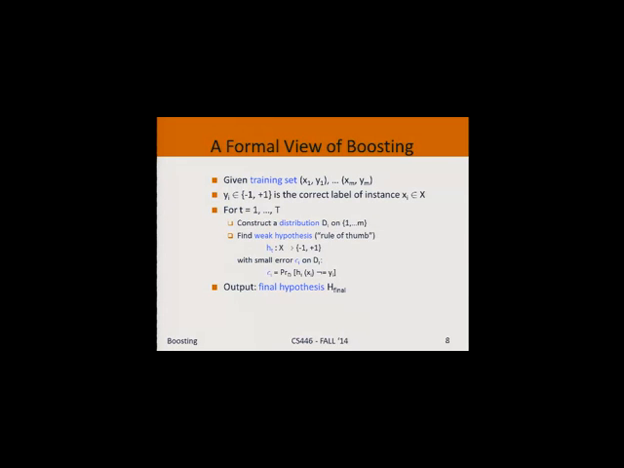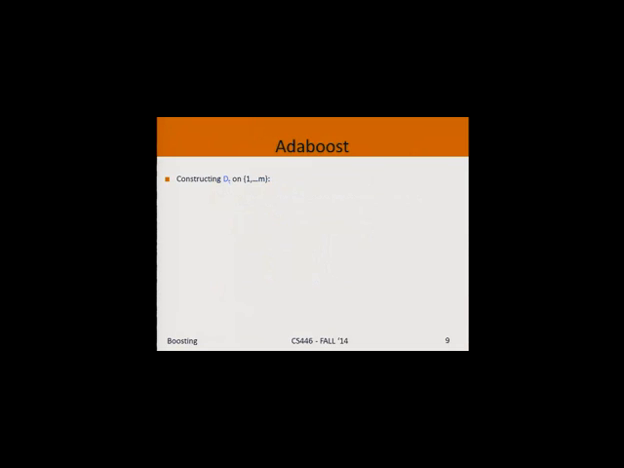Once I have this, and I've done this T times, we're going to output a final hypothesis. That's the algorithm. Now, of course, I need to give you a few more details on the algorithm. And the key detail that I need to give you, in fact, is how do I define this distribution? Because once I know how to define the distribution, I know how to compute the error of the hypothesis. So let's talk about constructing this distribution.